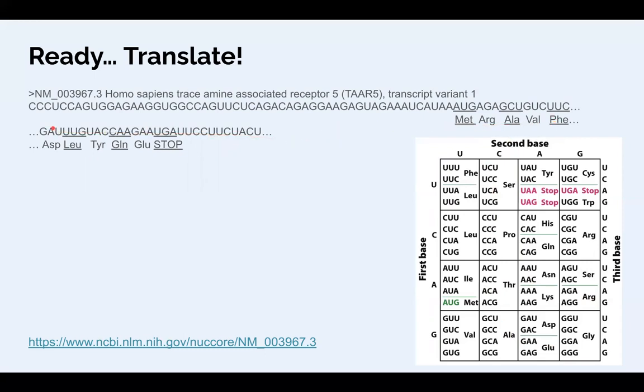And it's only when there's a 3-letter codon that matches the stop codon that this process actually stops. So after the stop codon, it doesn't matter what these nucleotides are, they're not going to get translated. Translation is done for the day at that point.